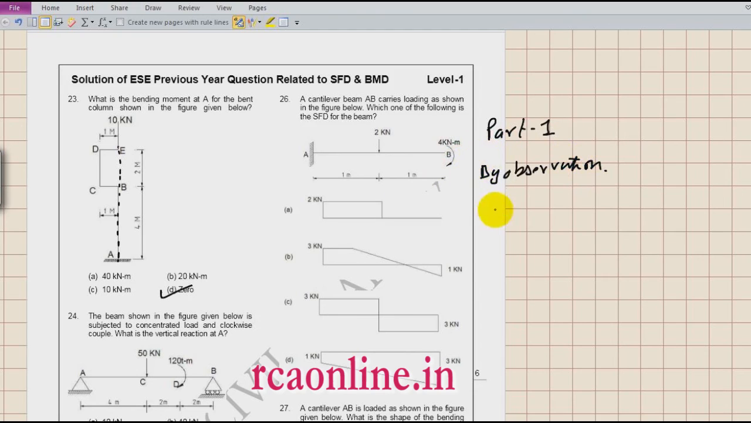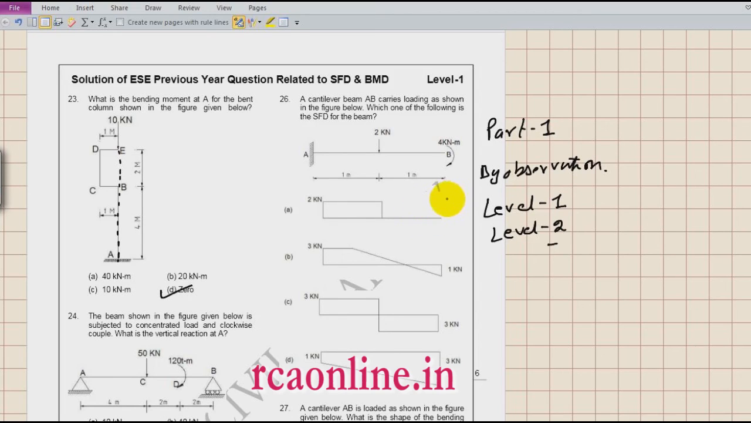My request is, please try to identify level 1 and level 2 questions. If you find that this is a level 1 question, then there is a probability that you can solve it without calculation, just by observing. But when we do level 2, you will see that mere observation will not be enough, and we have to do a little bit of calculation, and that too very accurately and very minutely.